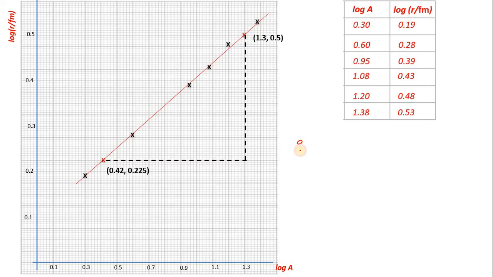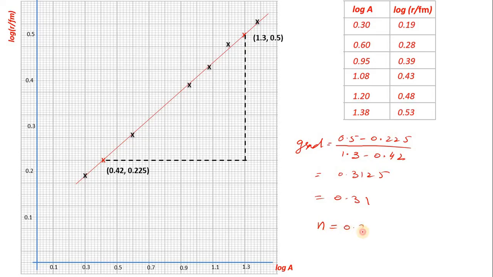So m, gradient is equal to y2 minus y1, which is equal to 0.5 minus 0.225, divided by x2 minus x1, so 1.3 minus 0.42. Now gradient would be equal to 0.3125. So 0.31. So n as per the equation, n is equal to the gradient, n is equal to 0.31. So this is the value of n.